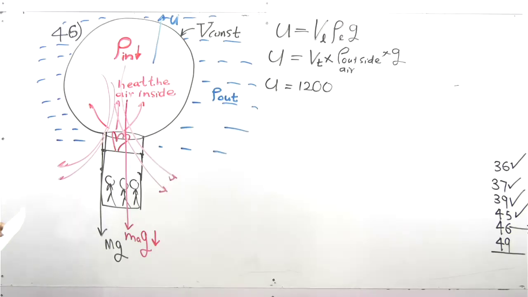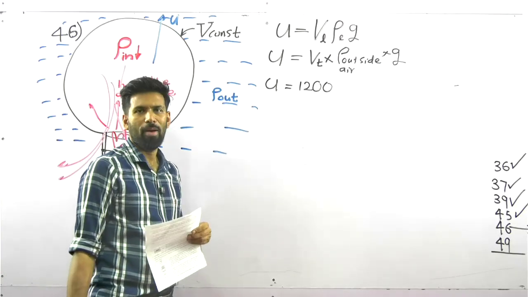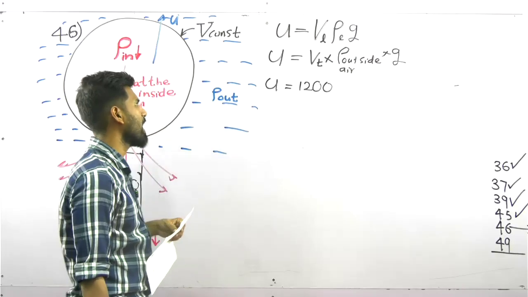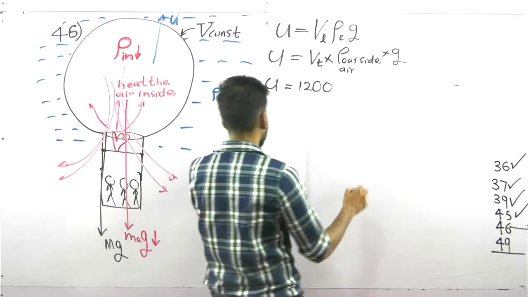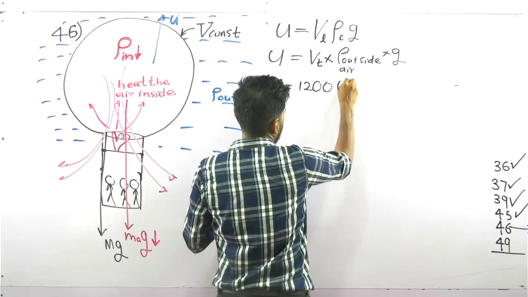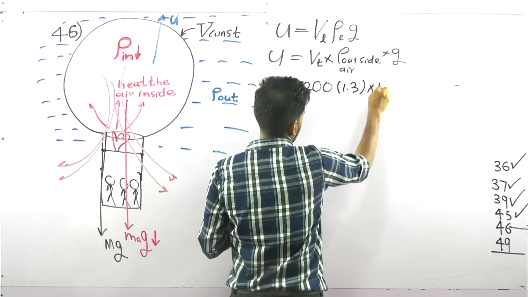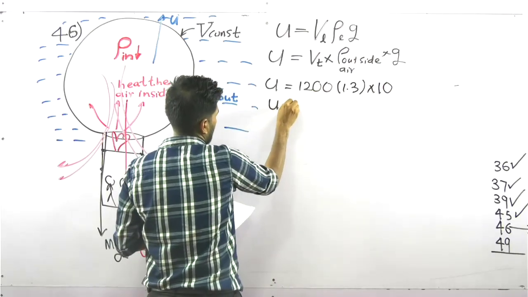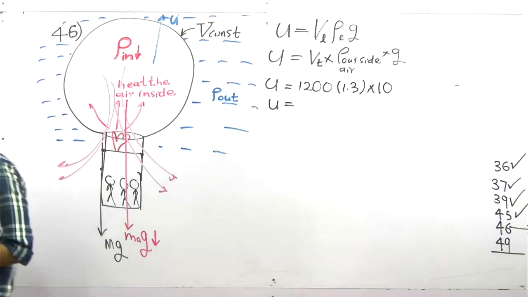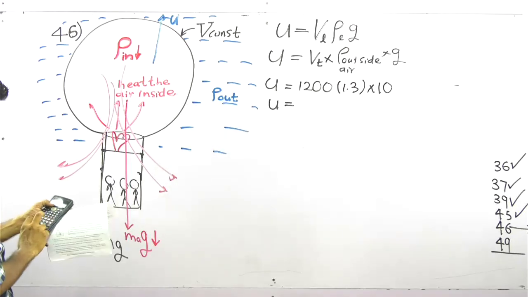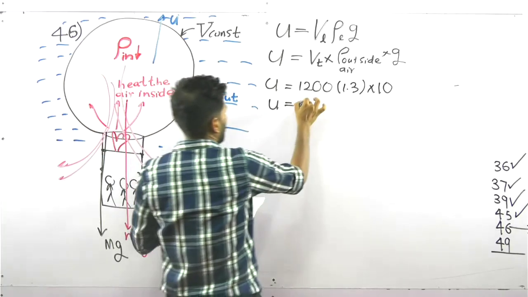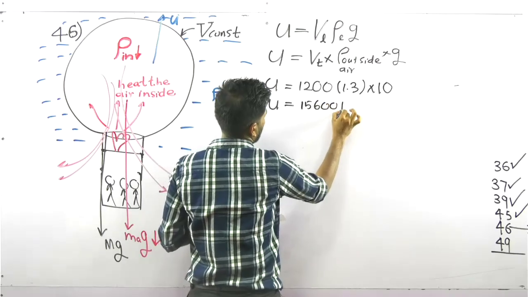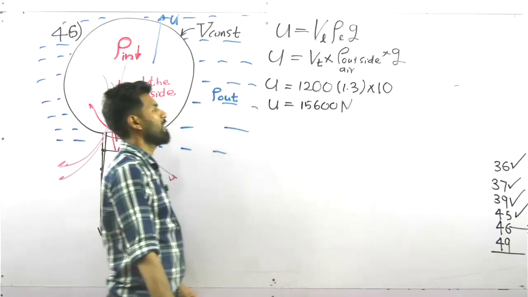Okay. Upthrust acting on the balloon. Volume of the balloon, fully immersed inside air, 1200, and outside air density, 1.3 here, times 10. Let's see the upthrust. It's not a negligible value as the volume is very high: 1200 multiplied by 1.3, multiplied by 10, is 15,600 newtons.